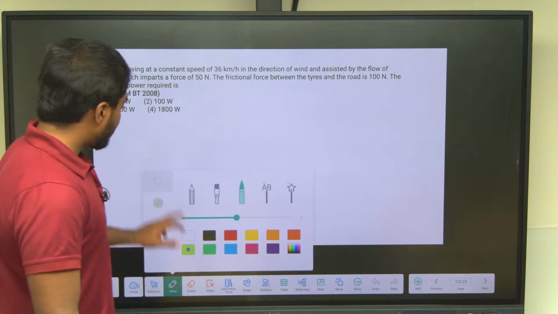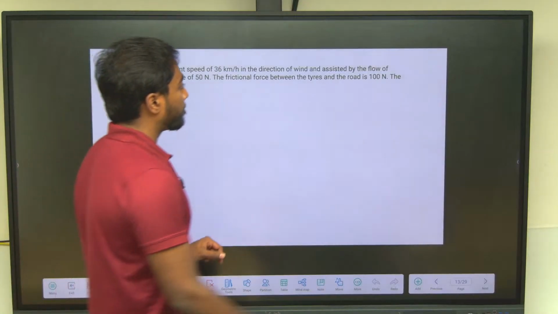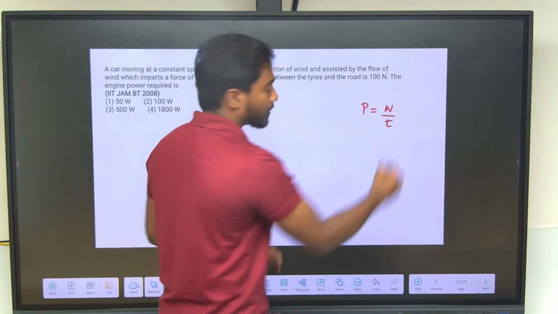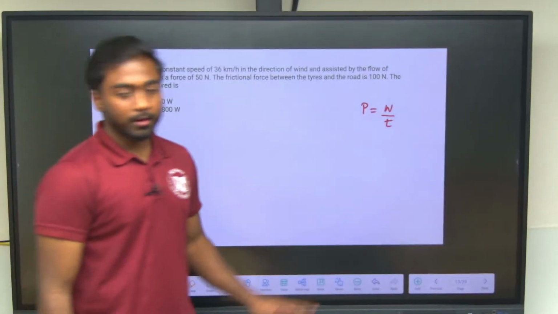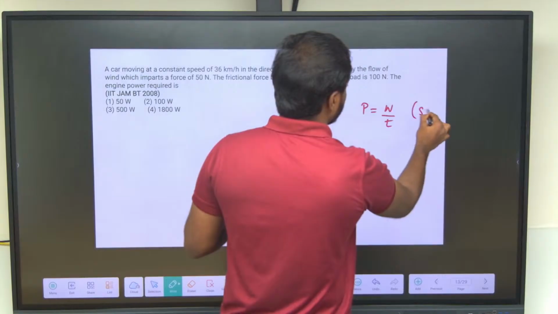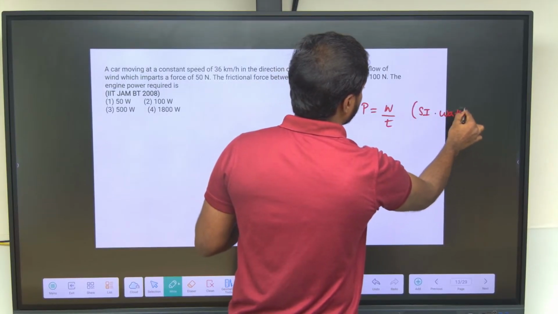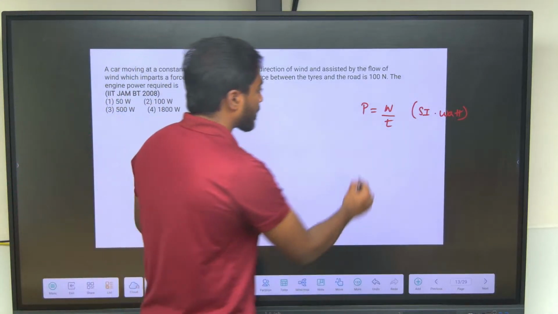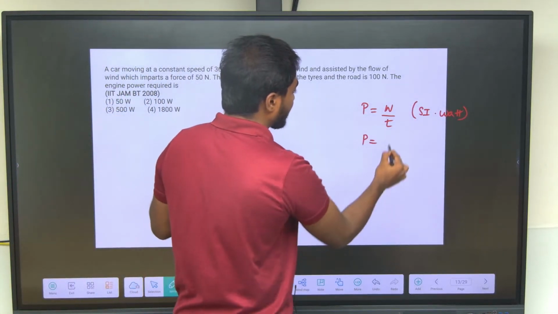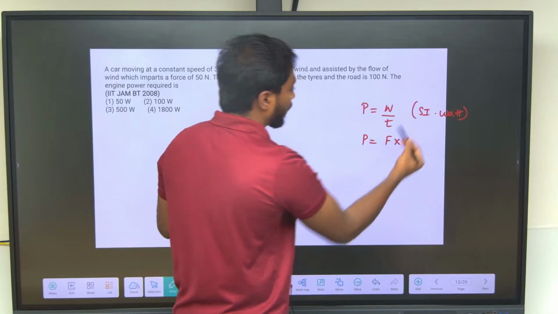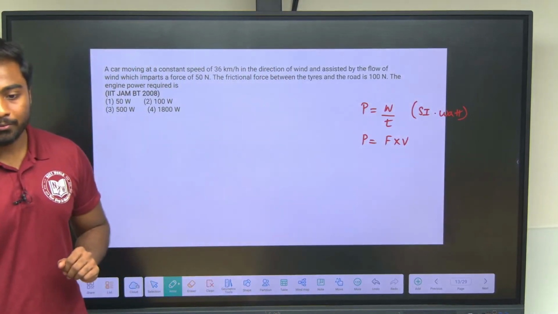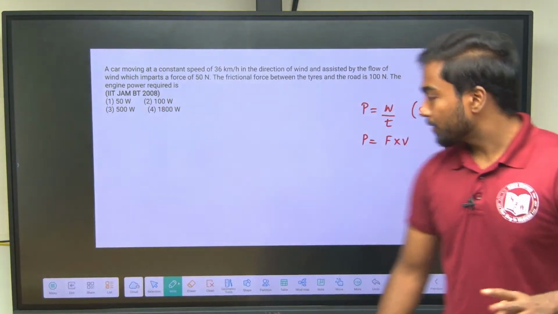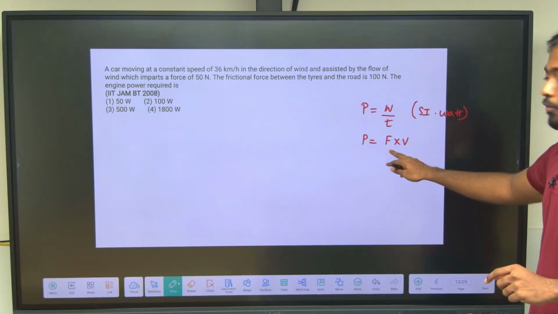So let me explain one topic before that, that is power. Power is nothing but work done per unit time. Okay. So the SI unit is watt. So this is one formula for power, and the other formula for power is power equals force into velocity. So two formulas for power: one is work done by time, or force into velocity.